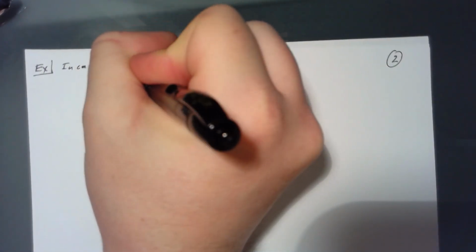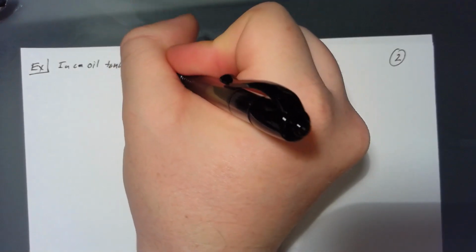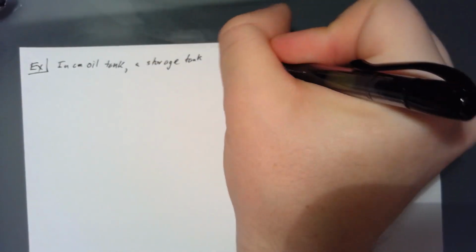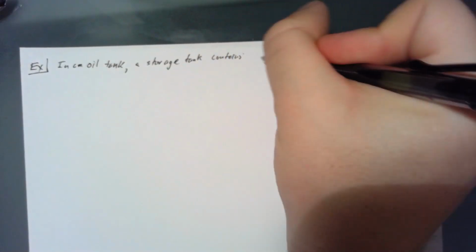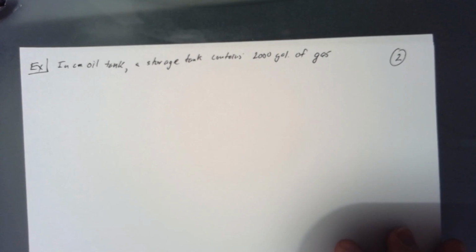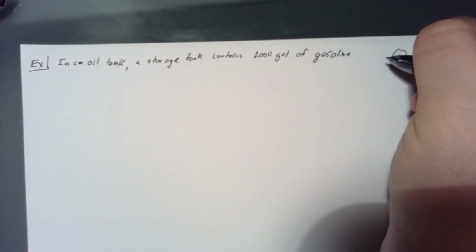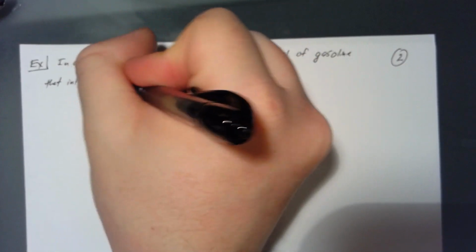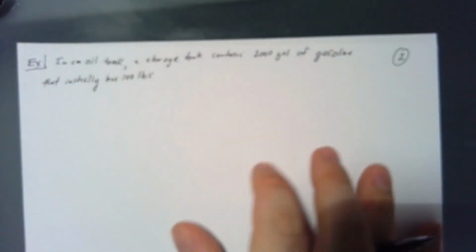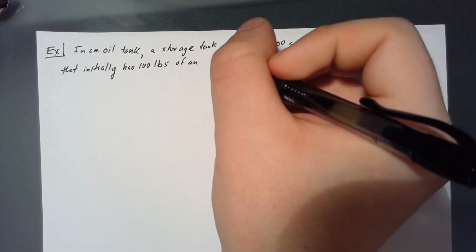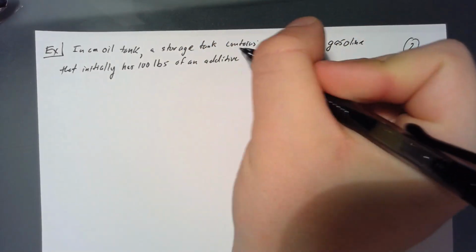So, in an oil tank, a storage tank contains 2,000 gallons of gasoline that initially has 100 pounds of an additive dissolved in it.